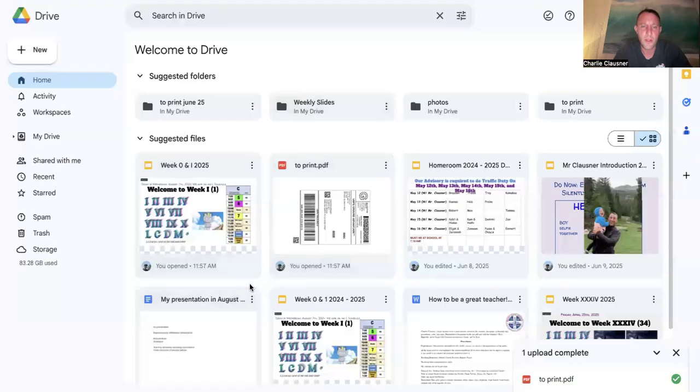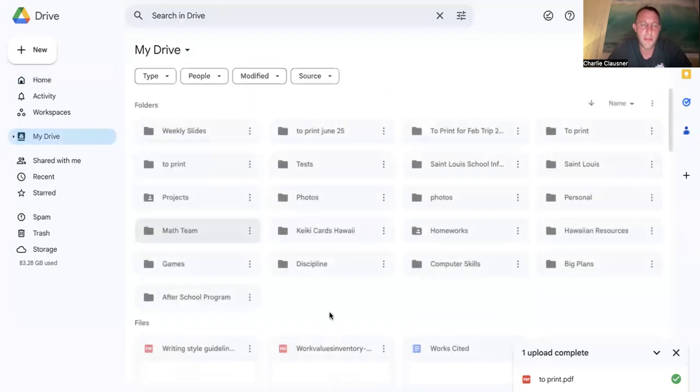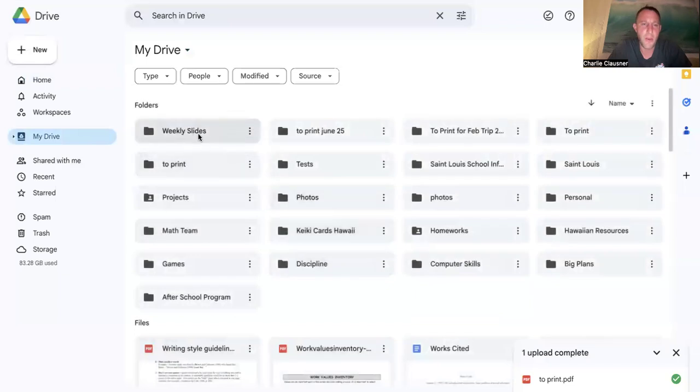So it's a different screen. Okay, so I believe this is the right screen. On my Google Drive, I have all of my files. So you can see my drive. And then I have in here weekly slides.